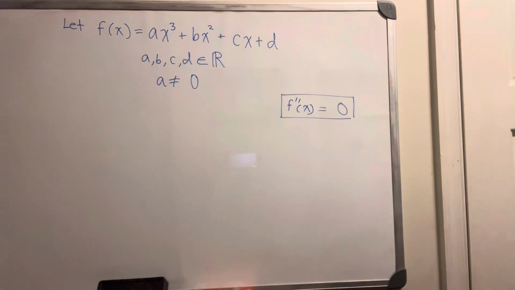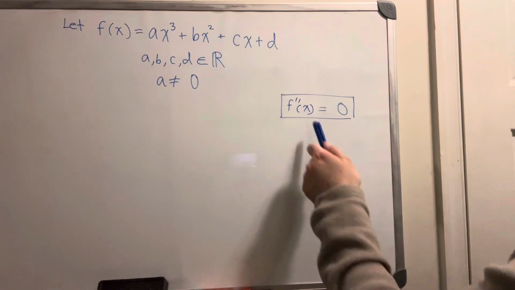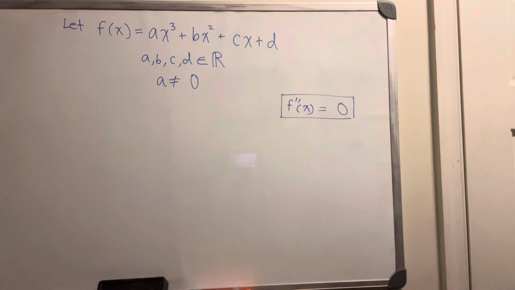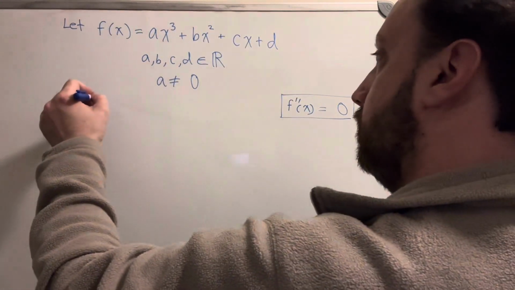Let's say that f of x is any third degree polynomial. So we say ax cubed plus bx squared plus cx plus d, where a, b, c, and d could be any real number with the exception that a is not 0. And we want to find out places where the second derivative is equal to 0. First, we should find the derivative f prime of x.